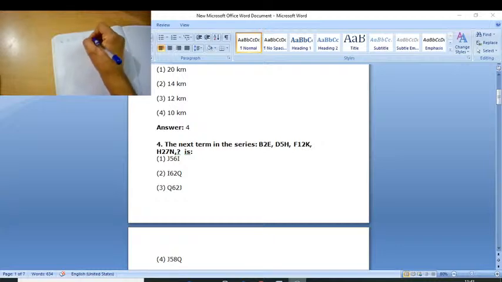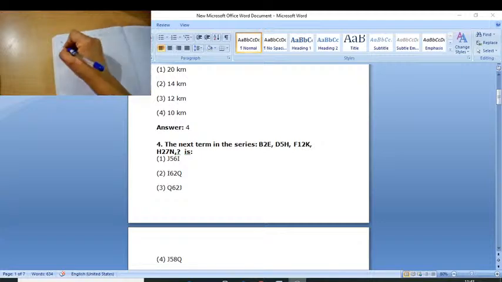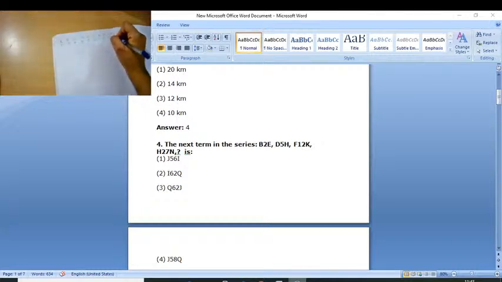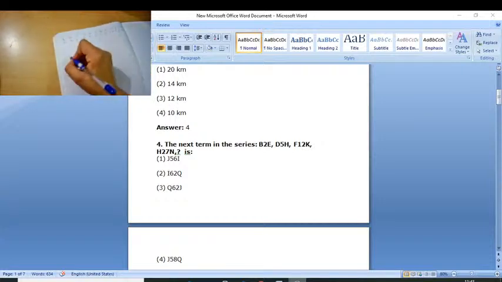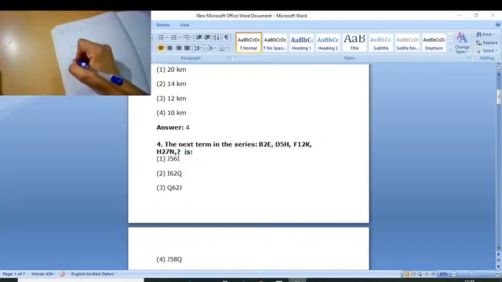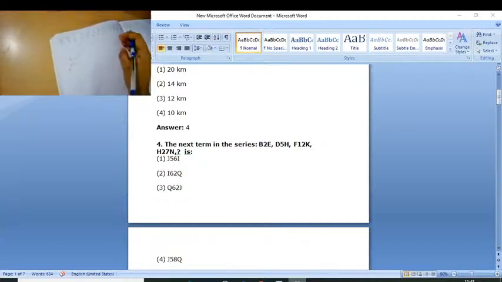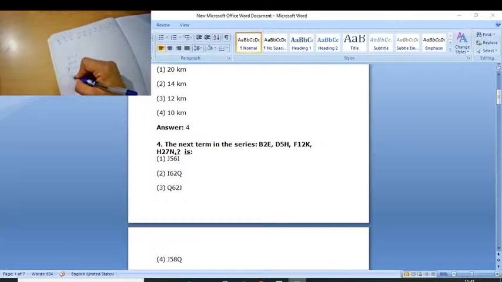A, B, C, D, E, F, G, H, I, J, K, L, M, N, O, P, Q, R, S, T, U, V, W, X, Y, Z. So we have the 26 alphabets over here, and the series we have is B to E, then the next is T, 5H, F, 12K, H, 27, N. I really hope that I'm legible to everyone.